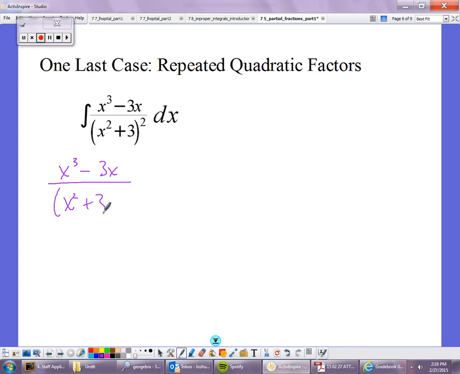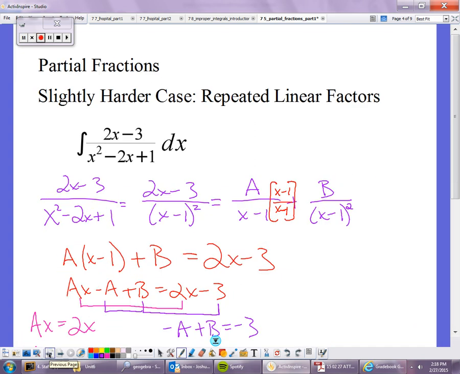We talked about repeated linear factors. Repeated quadratic factors work in much the same way. This is going to be something over x squared plus 3. We're going to decompose it into something over x squared plus 3 plus something over x squared plus 3 squared. Just like we did a couple cases back with this one, where the denominator was x minus 1 squared, we split that into something over x minus 1 plus something over x minus 1 squared.